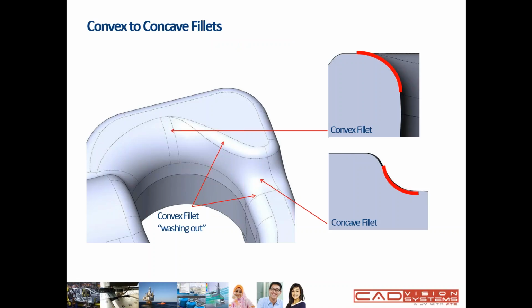So this is another example that I'm going to show today, which is a convex to concave fillets. What's the meaning? Convex to concave. Okay, look at this picture. You can see that in the arrow, there are a few areas that are convex fillets.